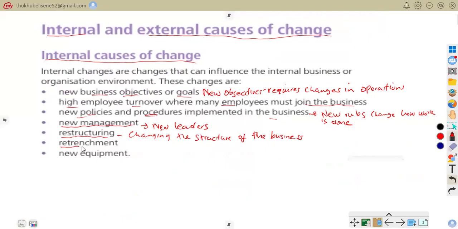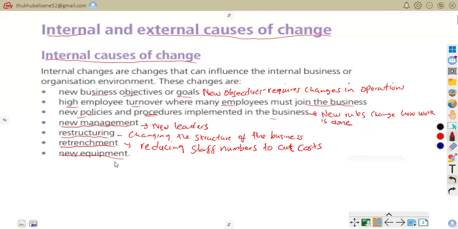Now we are on retrenchment. With retrenchment, we are talking about reducing staff numbers to cut costs. For example, laying off workers during financial problems. So that is that. Also, we have new equipment as a cause of internal change.